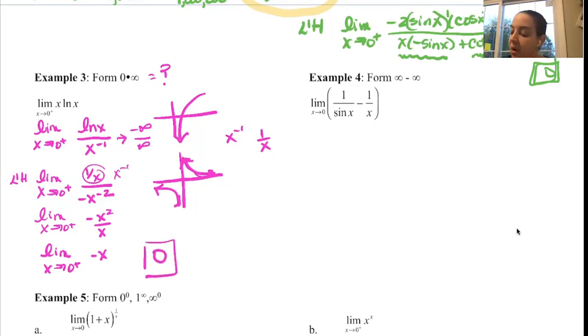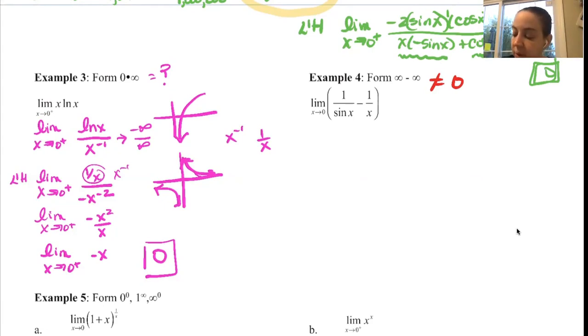Awesome. For example 4, infinity minus infinity. Again, somewhere you want to say, oh, it's the same thing, so infinity minus infinity is 0. Not 0. One of those infinities is larger than the other one, but you don't know which one. So infinity minus infinity could be 0, it could be positive infinity, it could be negative infinity. We don't know.